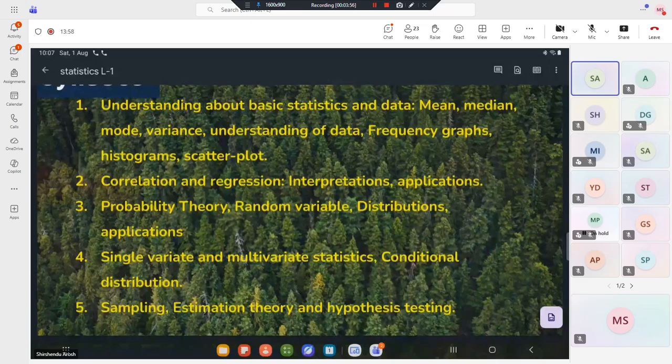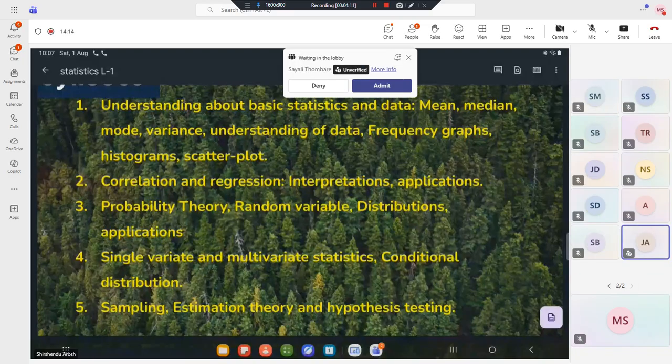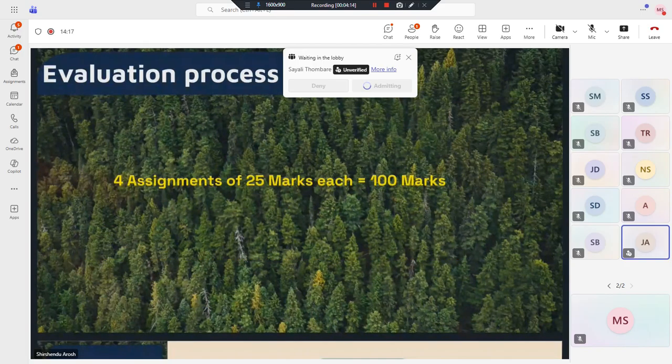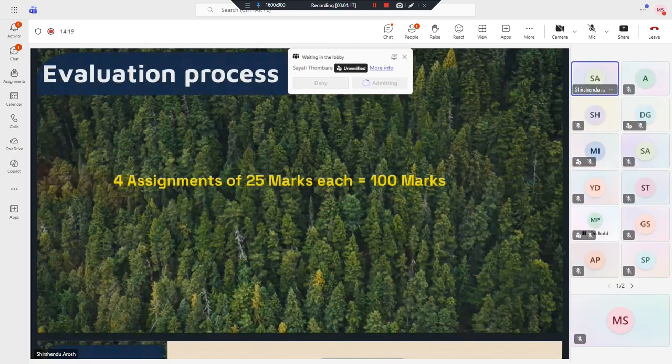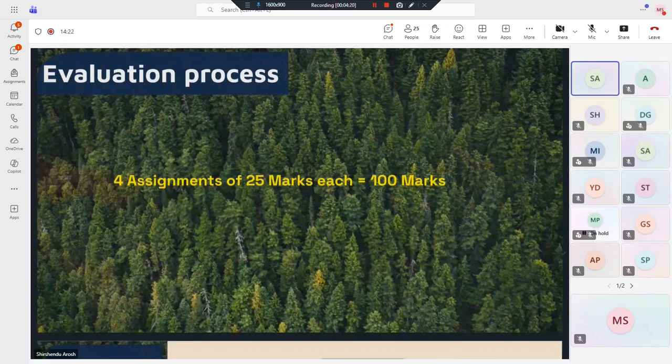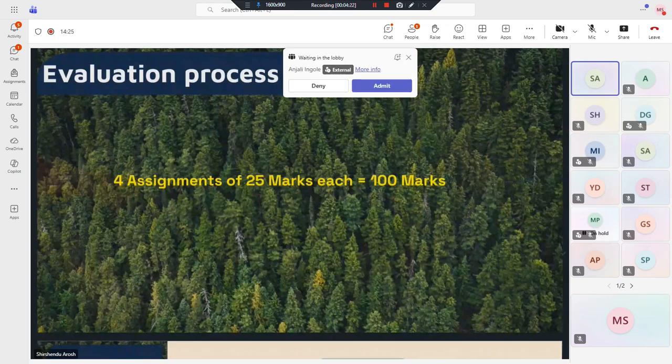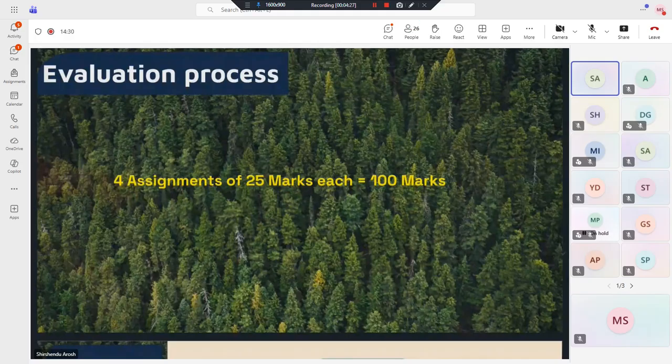This is more or less a small discussion about the syllabus and your evaluation process. There will be four assignments of 25 marks each, so the total is 100 marks. The first three assignments would be written assignments. You write it, scan it, and send it to me through a Google form or by uploading the PDF. The fourth assignment would be a programming assignment.